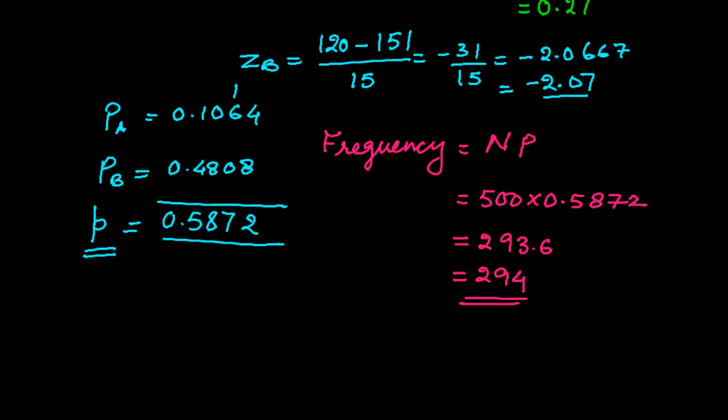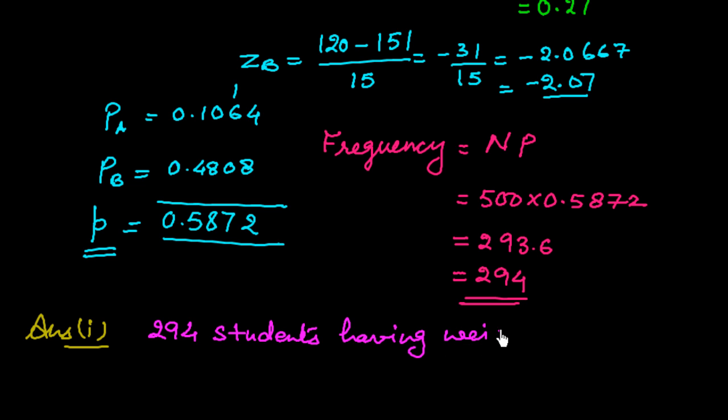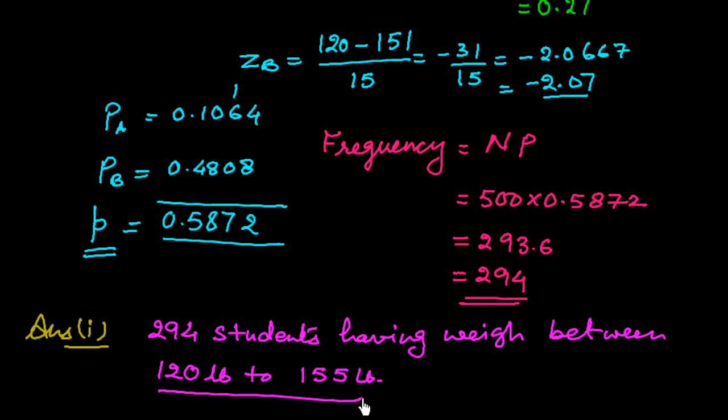So the first answer, our answer 1, it means the 294 students having weight between 120 pound to 155 pound. So this is our first answer. We have got the number of students having weight between 120 pound to 155 pound.